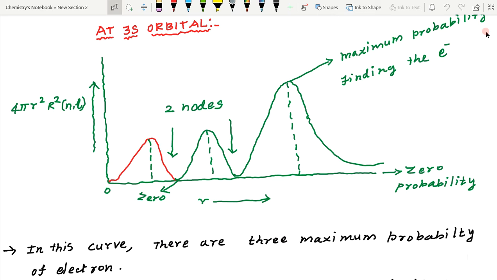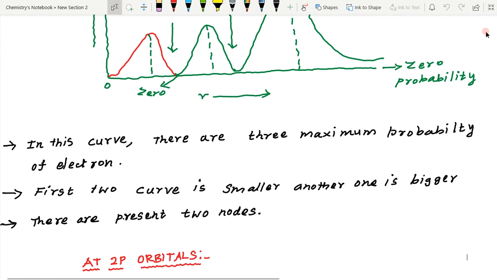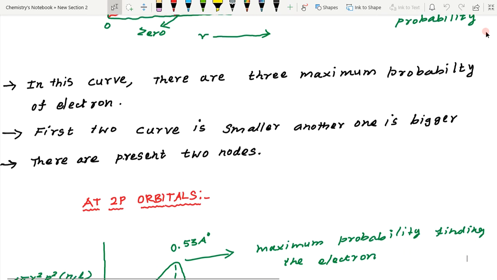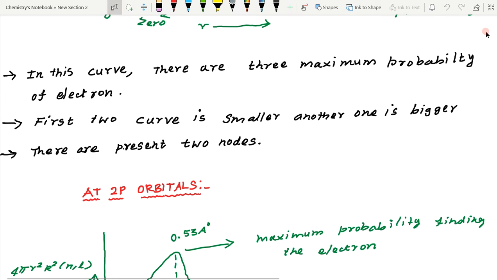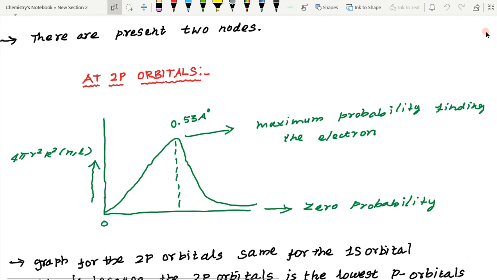The minimum curve denotes 0 probability, and the maximum probability of finding the electron is almost there. Here also two nodes are present. See, in this curve there are 3 maxima of electron probability, and the first two curves are smaller, another one is bigger. There are two nodes present.